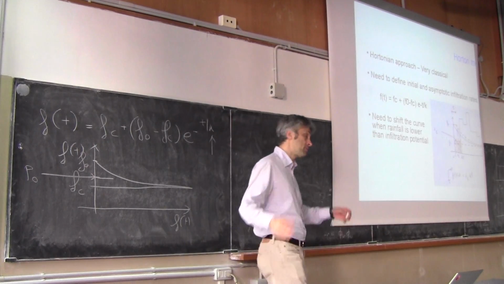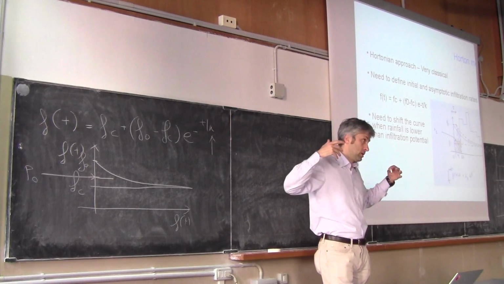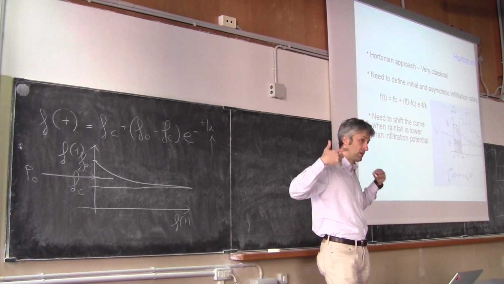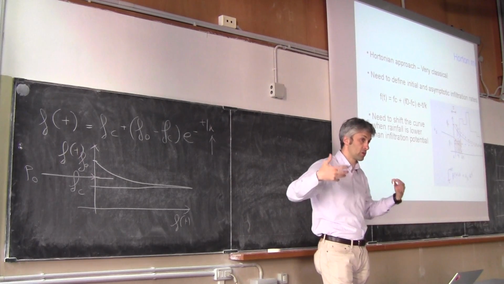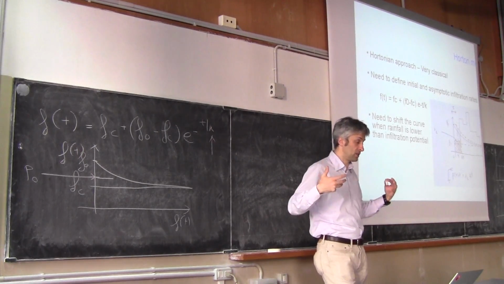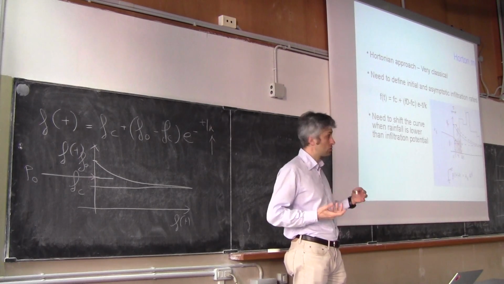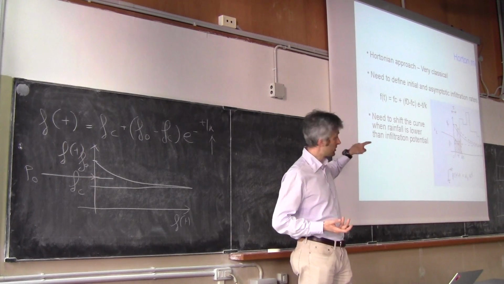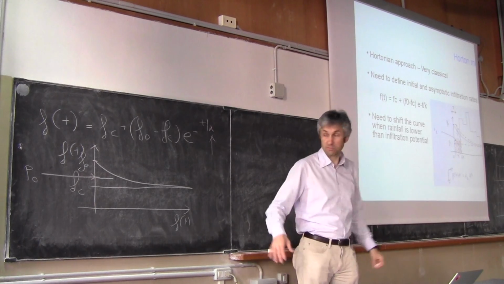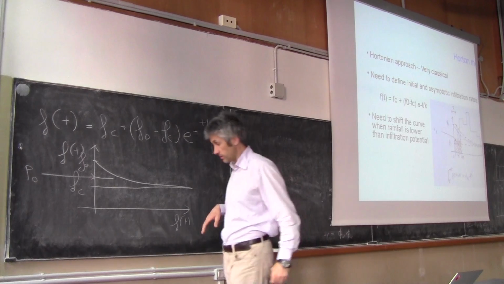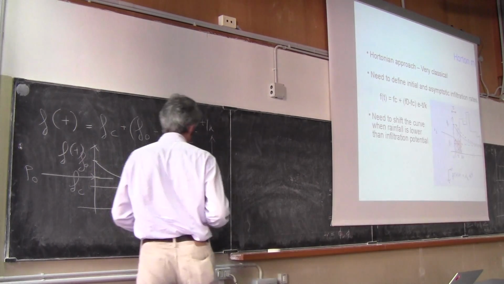And therefore people started to think about what happens if rainfall is lower than the infiltration curve, than the infiltration intensity. And therefore these people proposed to modify the infiltration curve accordingly to what is depicted there. And now I'm trying to explain on the blackboard what they proposed.